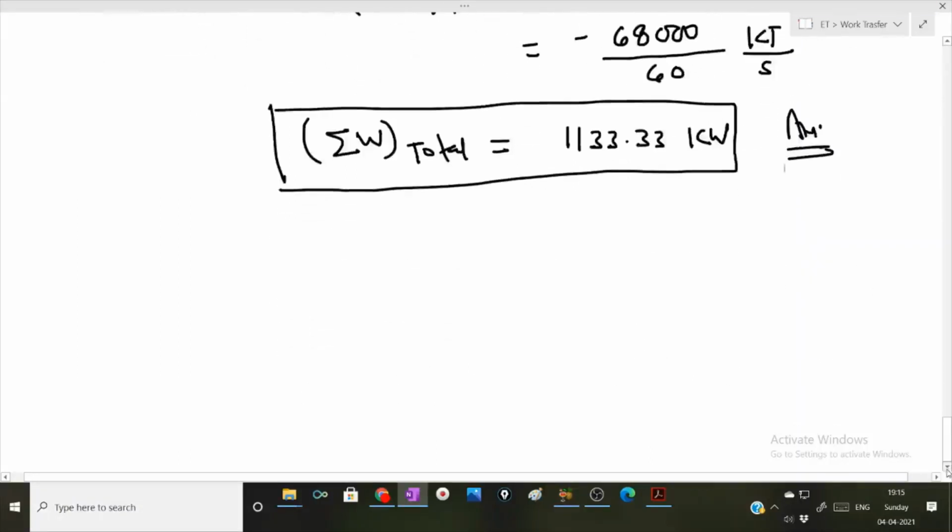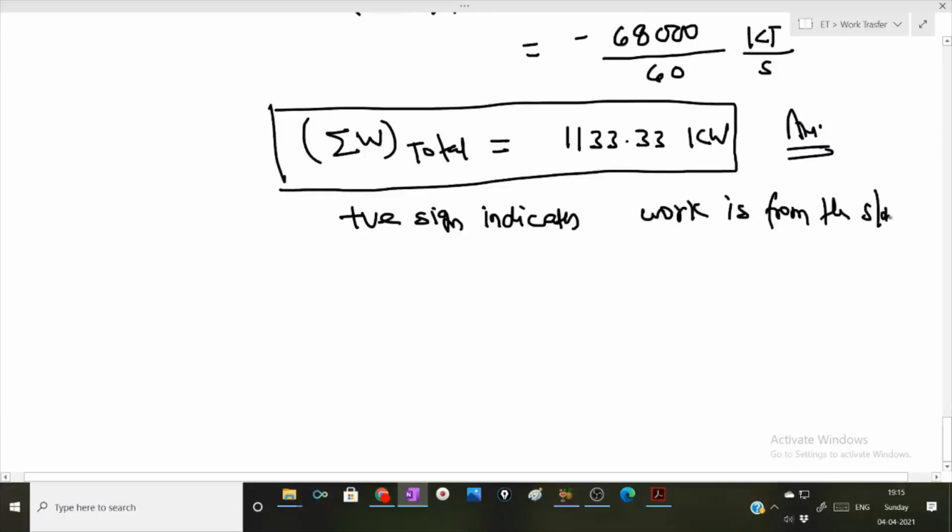And the positive side indicates that work is from the system. So this way you can solve this problem.